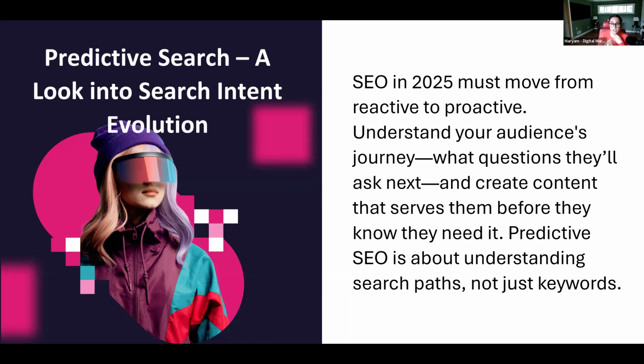Okay, so you have to understand what their journey is. You have to understand when they come to your website, what are they coming to buy? And if you can gather as much data as you can, that will help you with your search engine optimization. So predictive SEO is about understanding search path, not keywords. Keywords change because if my search path changes, my keyword selection will change.